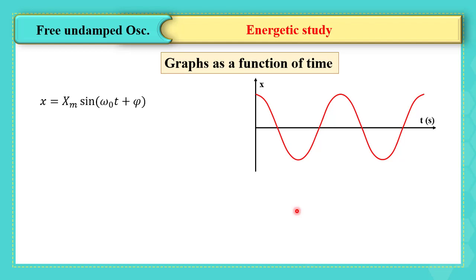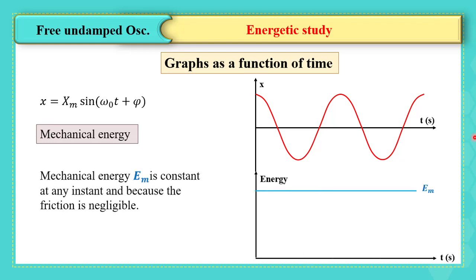Now, in the study of energy as a function of time, remember in the whole study that x equals xm sine(omega 0 t plus phi), and it is represented as a sinusoidal function that varies between the positive and the negative values. Let's start with the mechanical energy. We are through with the idea that mechanical energy is conserved, which means that it is constant at any time. And because the friction is negligible, it is represented as a straight line.